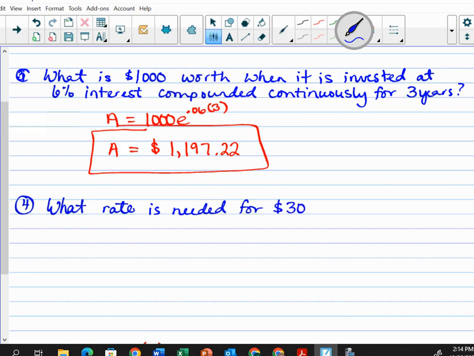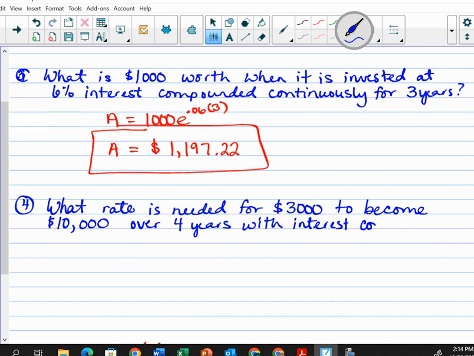All right, guys. What rate is needed for $3,000 to become $10,000 over 4 years with interest compounded continuously? I'm tired of writing continuously.